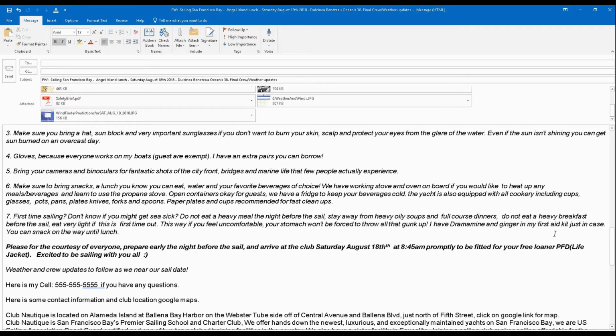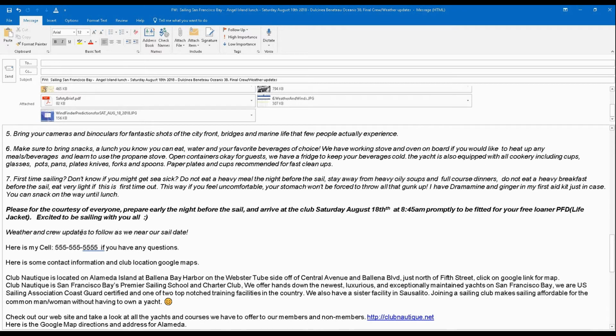I have Dramamine and ginger in my first aid kit just in case. And you can snack and eat on the way until lunch if you don't have any issues. Then I put a little thing in here.